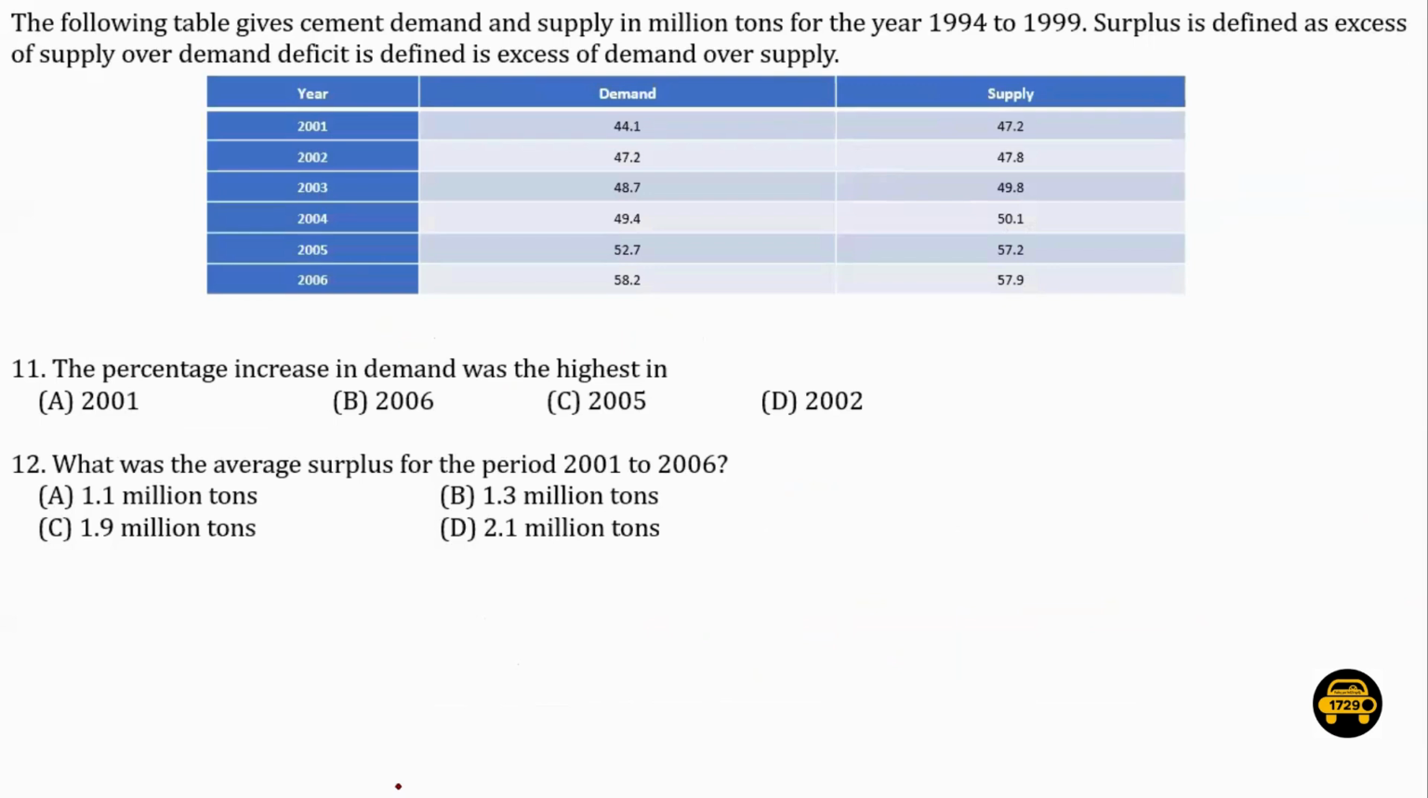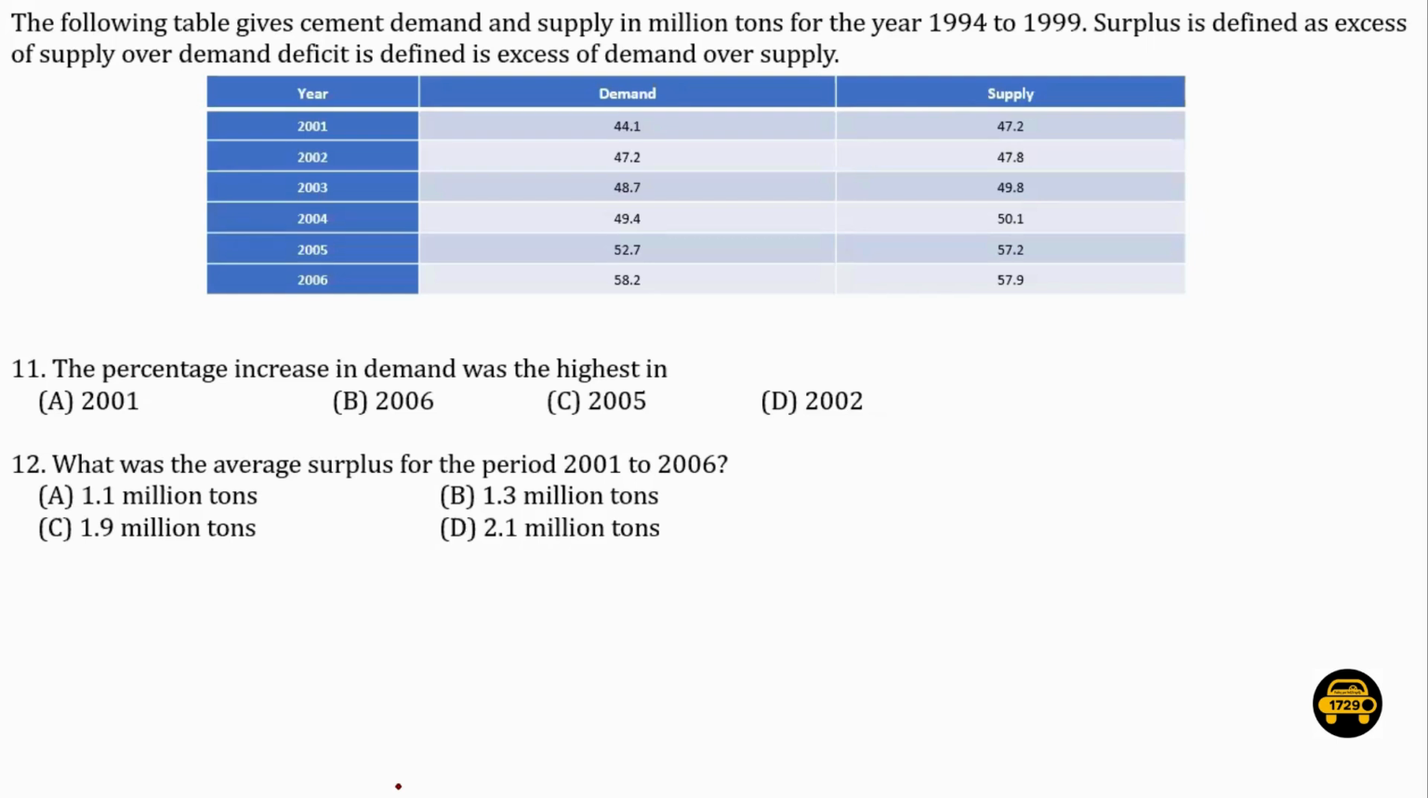All right, so let's have a look at this set. This is again a very simple set, one of those sets which usually come in exams like NMAT and IFT. Let's read out the information. The following table gives percentage demand and supply of cement, in million tons, for the year 94 to 99.